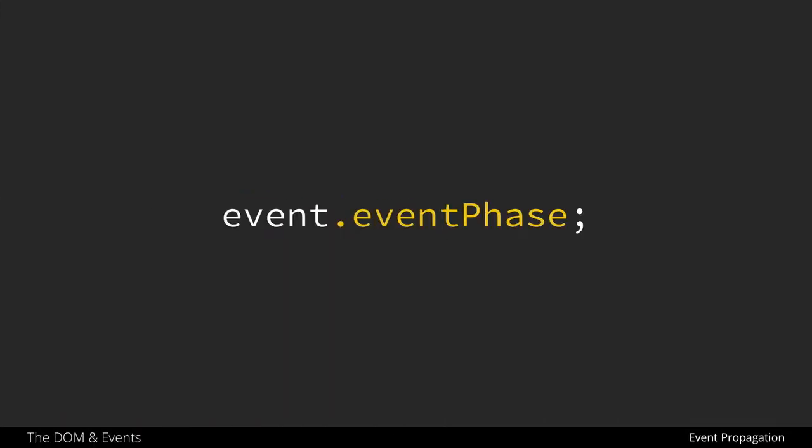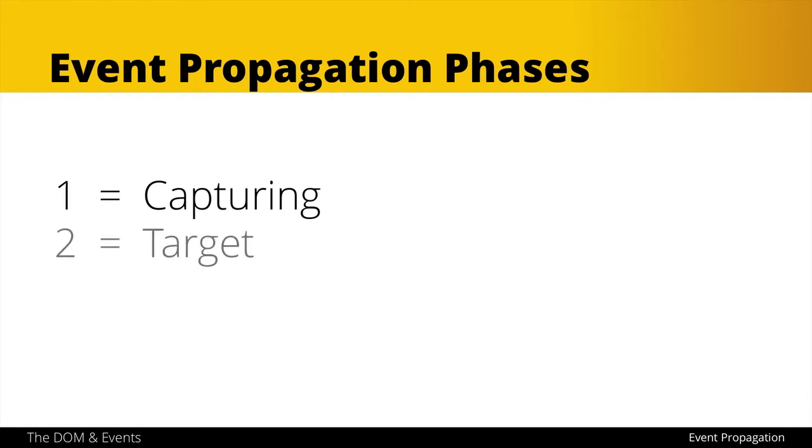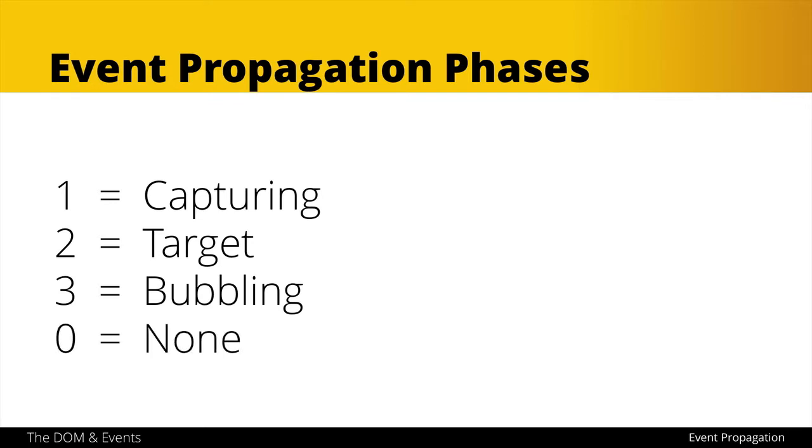Whenever we have an event in JavaScript, we have access to the event phase property. This will give us one of three values. It will either give us the value of 1, meaning that we're in the capturing phase, 2, meaning that we're at the target phase, or the level of the object that actually had the event occur, or 3, we're in the bubbling phase. It could also return the value of 0, meaning that there is no event currently occurring.